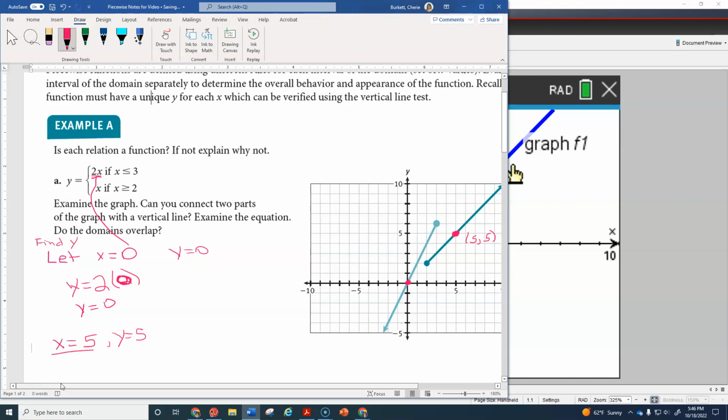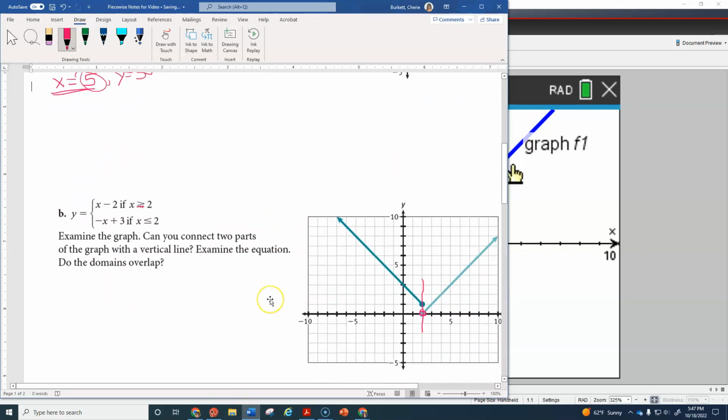Algebraically, I would start off by saying which branch, and these are 2 branches, which branch does x equal 5 fit in? Is 5 a number that's less than 3, or is 5 a number that's greater than 2? 5 is a number that's greater than 2, so I'm going to plug 5 in right there. And when I plug 5 in right there, I get y is equal to 5. So that's where the 5 came from.